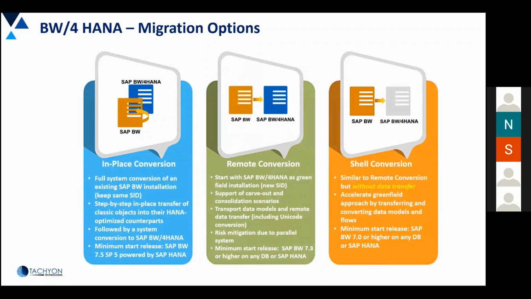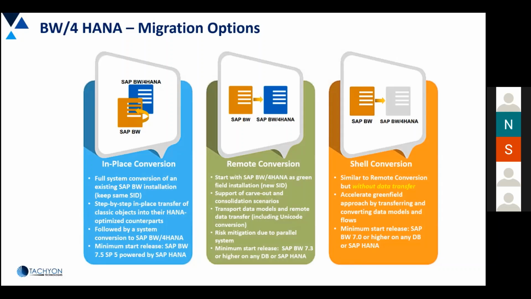Now we have discussed BW4HANA, its potential data values, and how to take my BW system into BW4HANA. And what are the supports which we have from SAP? There are mainly 3 conversion options: in-place, remote, and shell conversion. You can choose any of these 3 conversions depending on your current BW version. Let's check one by one at a very high level.